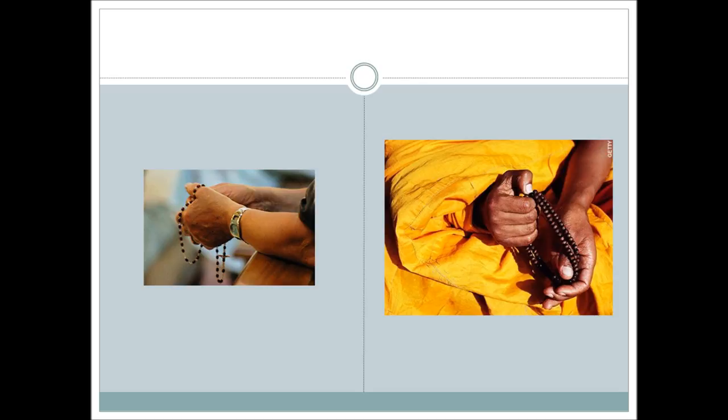Usually the Buddhist ones have 108 beads. It comes from some story that I totally forget. But there's 108 beads on it. I don't know how many are on the rosary.